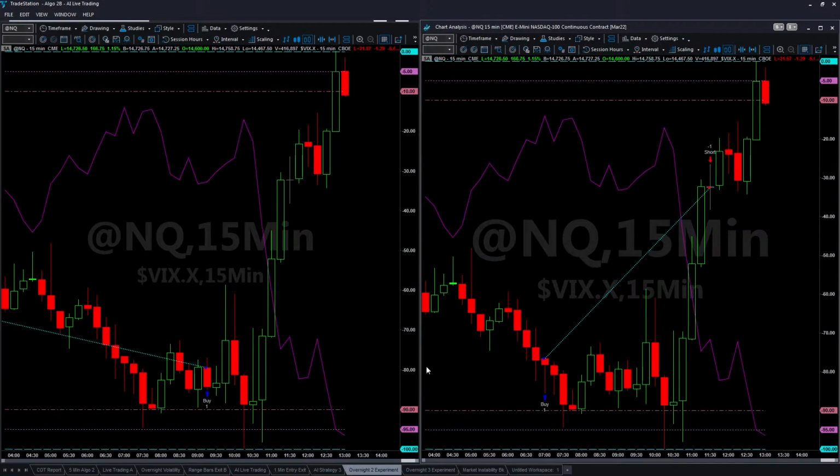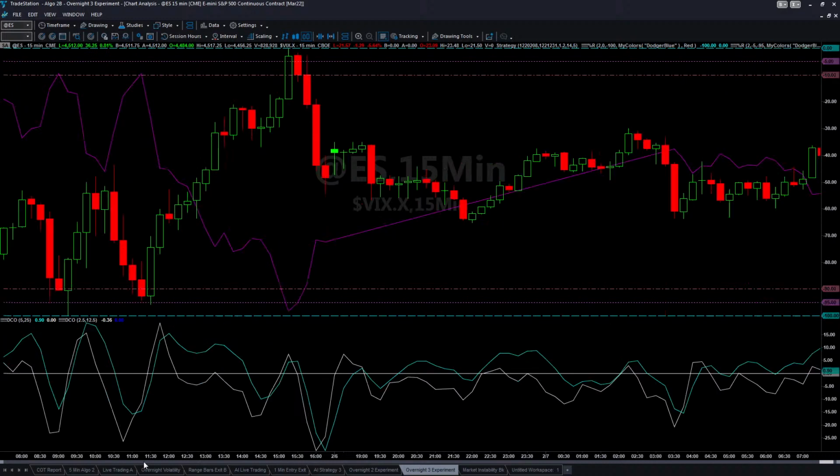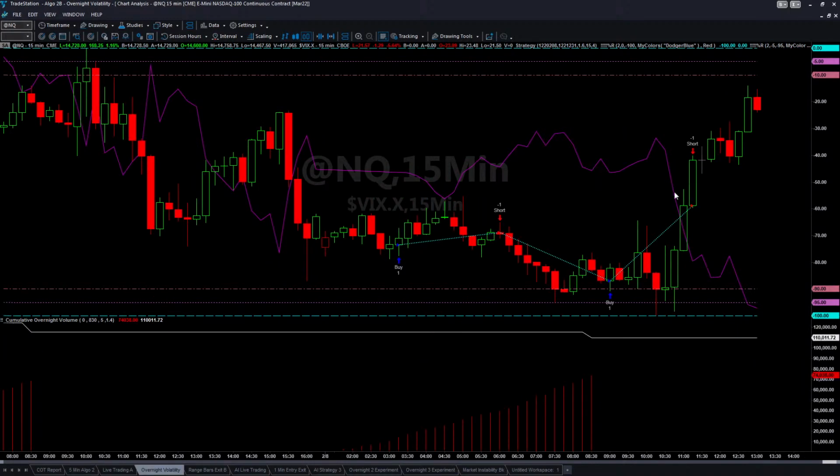Got a closing signal there. On the ES, this thing has just been ripping to the upside right there. And the first overnight we've got right here gave us a very premature signal right there.